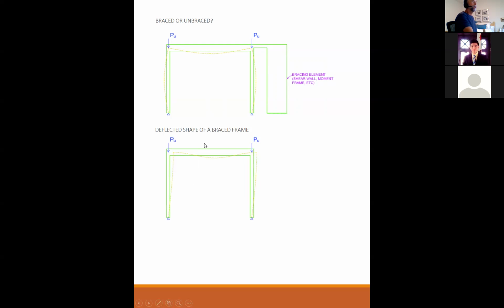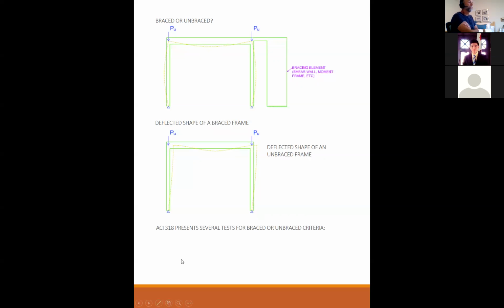As opposed to an unbraced frame, see, this one is braced by some element. These columns are only braced by their own stiffness, so they can bend out of plane as well as bend under the axial loads. Okay, so can everybody see the difference between these two? And it's a huge, huge difference. These guys can take a lot more load than these guys can, if it's braced or unbraced. Okay, so here's the deflected shape of an unbraced frame.